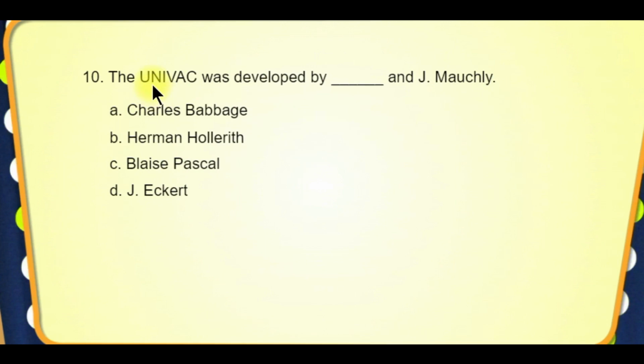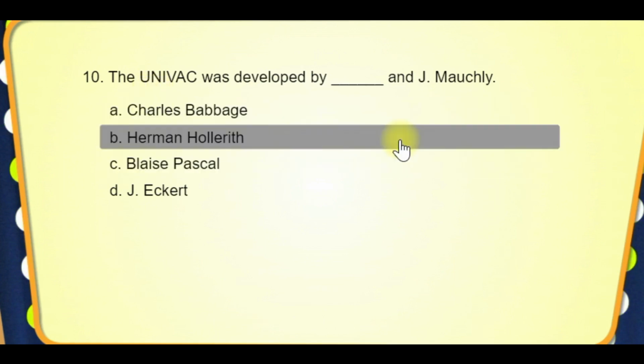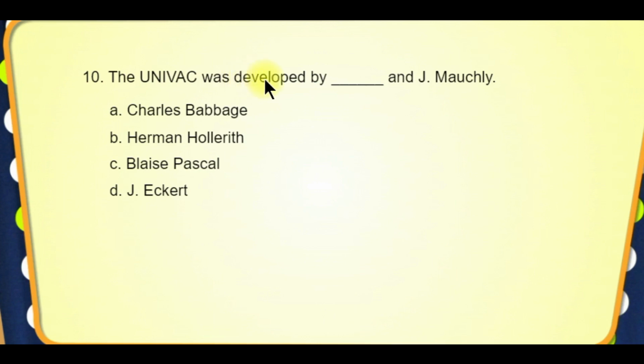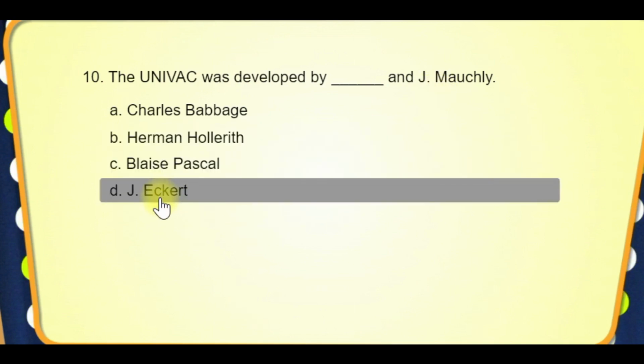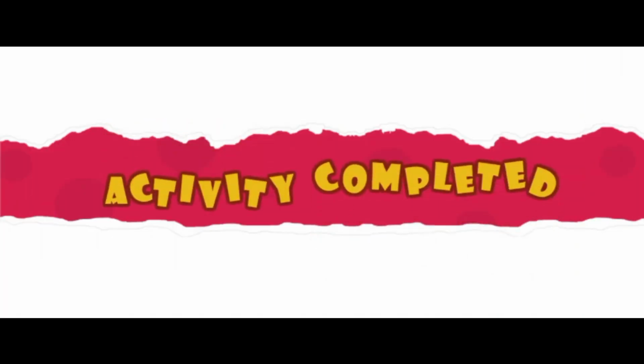Tenth and the last question. UNIVAC was developed by Dash and J. Mauchly. Option A Charles Babbage, B Herman Hollerith, C Blaise Pascal, D J. Eckert. What is the answer? Correct answer is option D, J. Eckert.